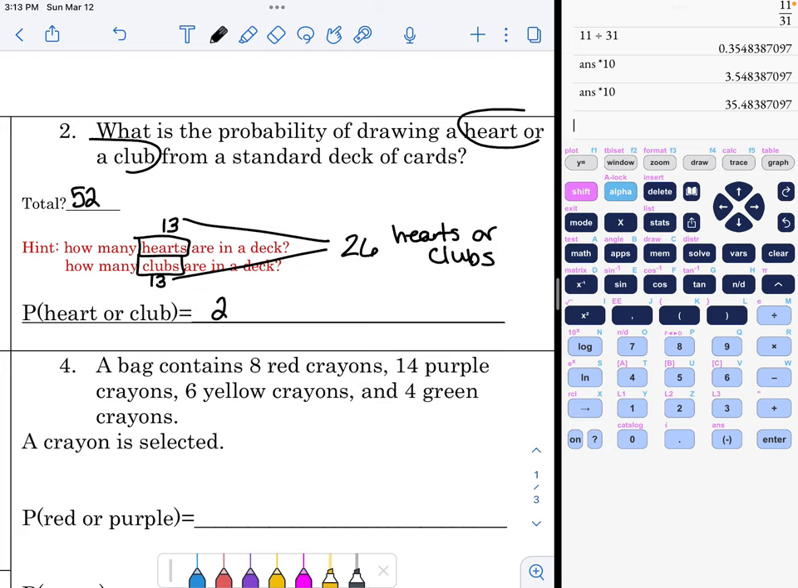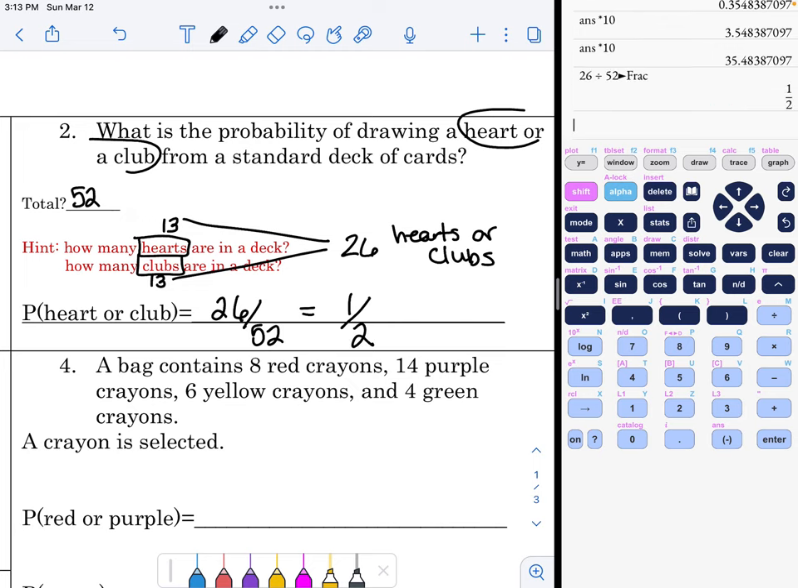So it's going to be 26 out of 52, which reduces to 1 out of 2. And I'll just show you that so you can see it over here. So half the deck, in other words, 50%. So if you're looking to get a heart or a club from a standard deck of cards, you would have a 1 out of 2 chance or a 50% chance.